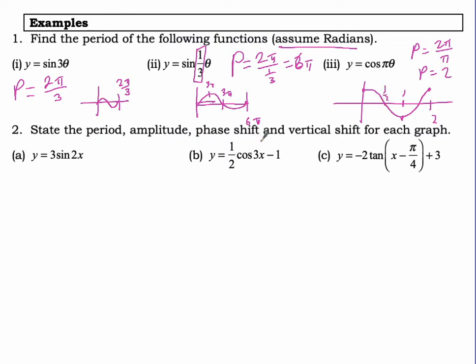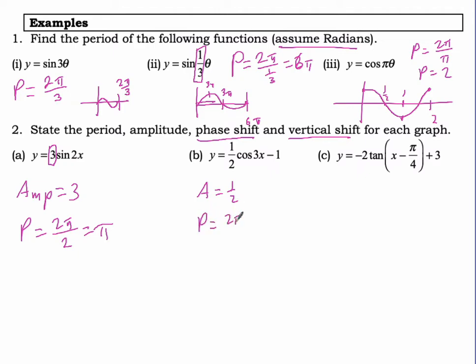Okay, state the period, amplitude, phase shift. Phase shift is the horizontal shift, and vertical shift for each graph. So here the amplitude is just how high the curve is going to be. And that's going to be 3. It's like the vertical stretch. Amplitude equals 3. The period is 2 pi divided by 2, so it's just equal to pi. Okay, this is amplitude equals half. Period equals 2 pi divided by 3. And the vertical shift is down 1, right? So the whole graph is down 1.